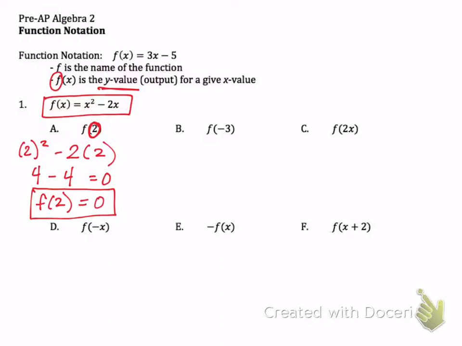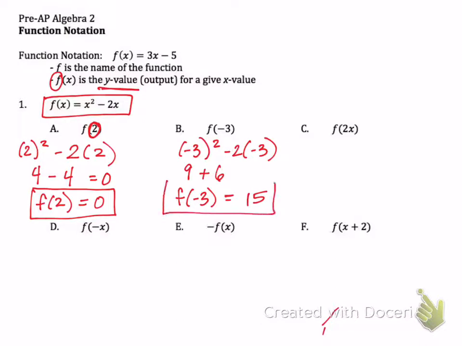So try B. Okay, so you should get 15 for that.